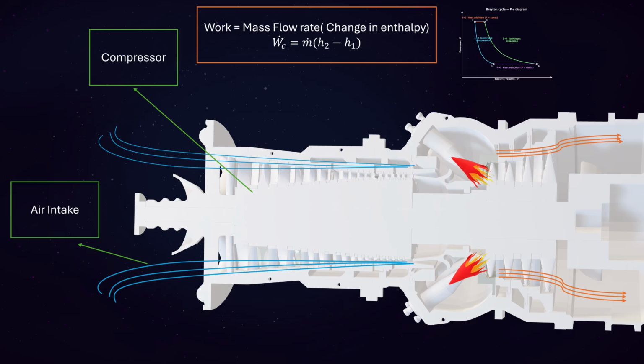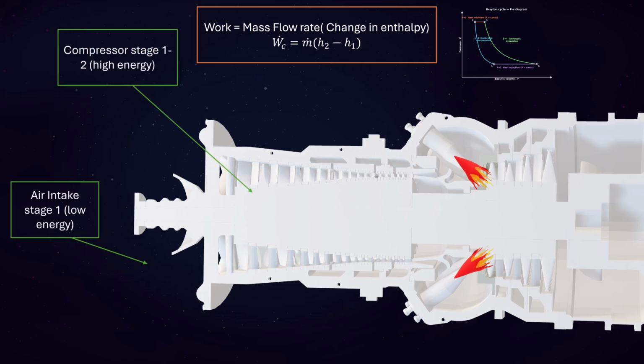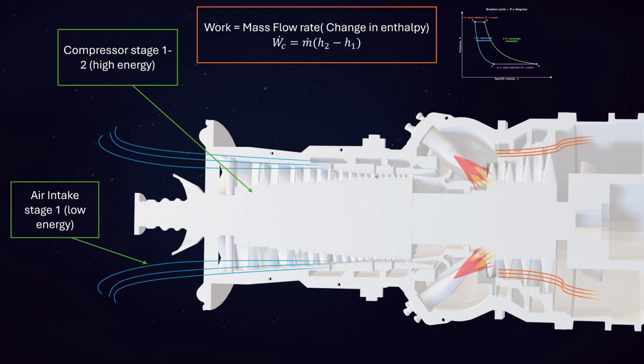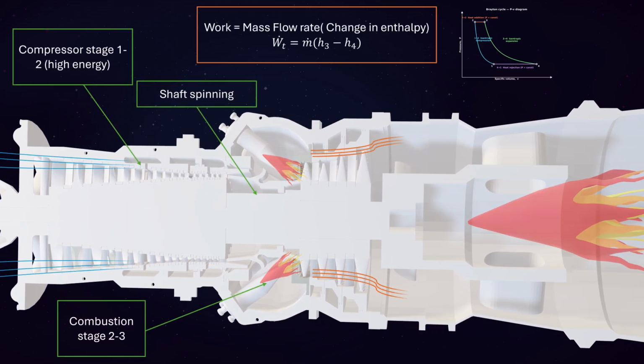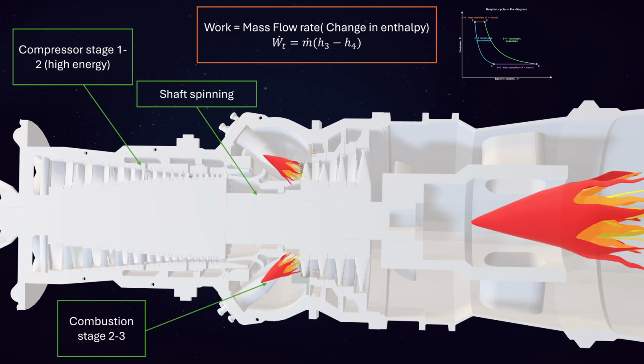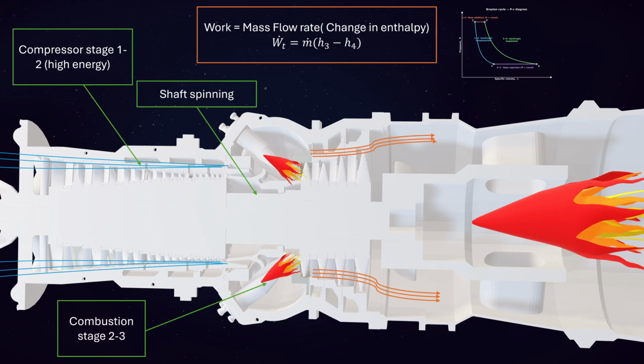As the compressor blades spin, they do work on the air, forcing state 1, our low energy, to become state 2, which is high energy. The math tells us that the work we put in is exactly equal to that energy jump. For example, if H2 is much higher than H1, we've done a lot of work. After that, we add fuel and ignite it in the combustion chamber. When we reach state 3, the peak energy level, now the cycle reverses its logic.